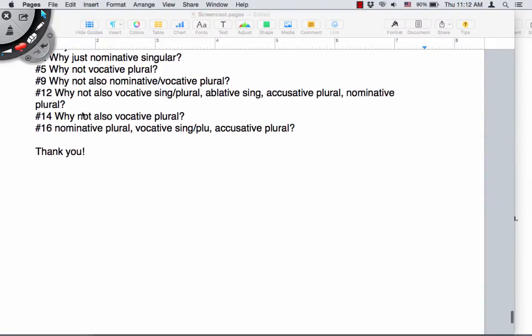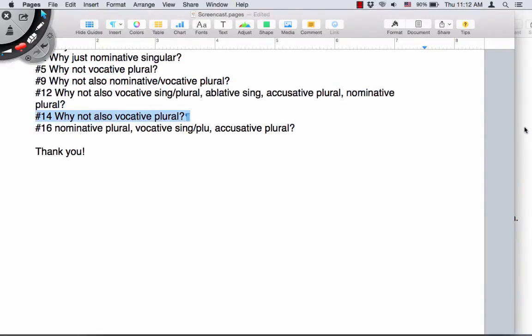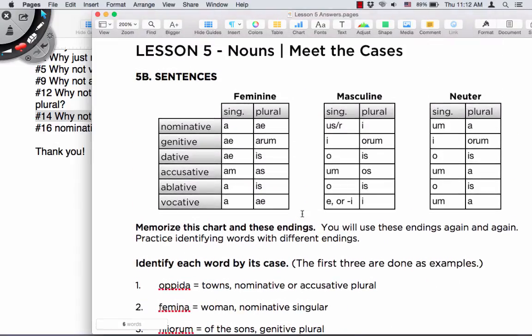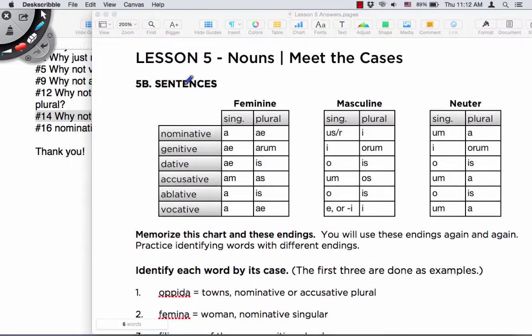All right, number 14. Let's go down. Number 14. We have aquae, and I gave as options the genitive, the dative, and the nominative. So let's go back up here. Again, aqua is a feminine word, so we are only dealing with this box here, the feminine box. The masculine is out, the neuter is out. Those are not options, and we're talking about the word aquae.